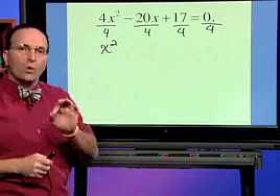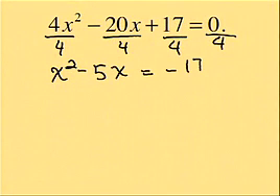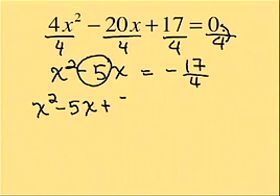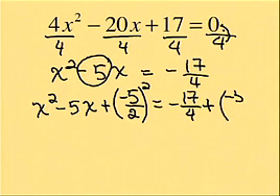So 4 divided by 4 gives me 1x squared. Then I have minus 5x. And then I have the plus 17 fourths, which I'm going to subtract from each side to give me negative 17 fourths on the right, because of course 0 divided by 4 is 0. Now what we can do is take the b term, which is negative 5, divide it by 2, square it, and add it to both sides. In other words, we would have x squared minus 5x plus negative 5 divided by 2 squared equals negative 17 fourths plus the same exact term, negative 5 divided by 2 quantity squared.